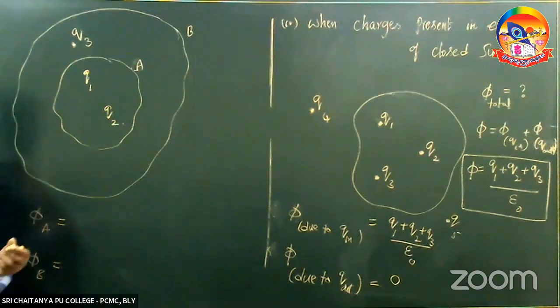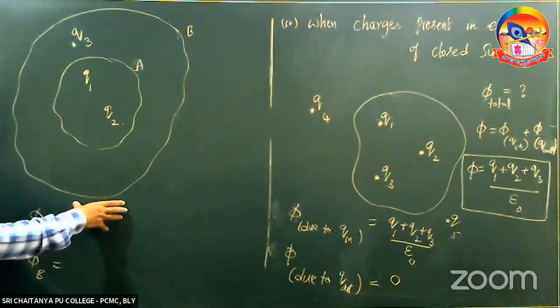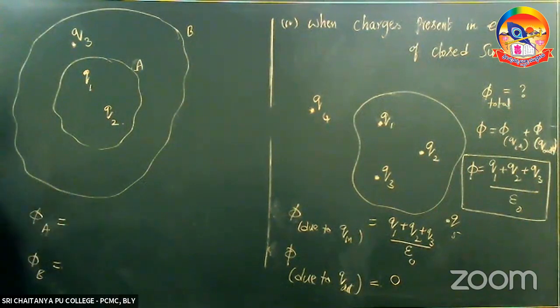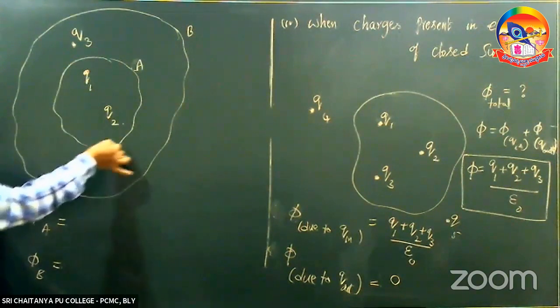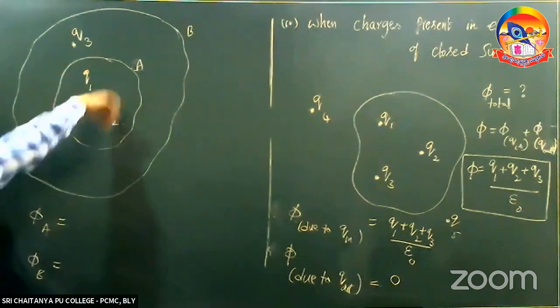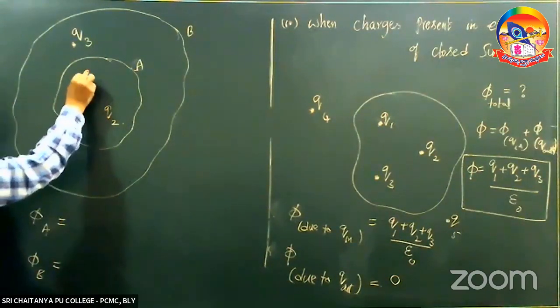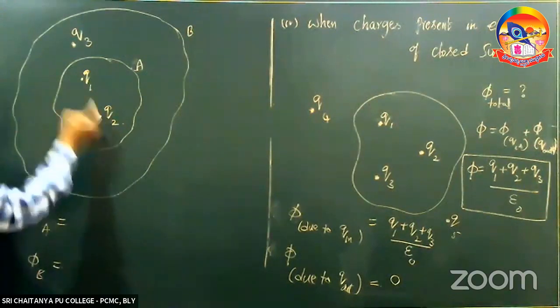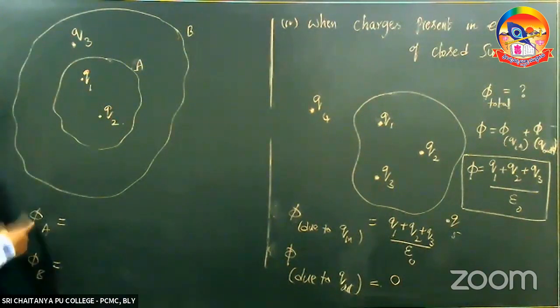In one step, you can answer this question, if you know the concept. What is it? Flux through any closed surface is the total charge in it by epsilon naught. I am asking, what is the flux through this closed surface A? This is a closed surface, not just a loop. See what we have to check: how many charges are present inside? These two charges are present inside, right? Then what is phi A?